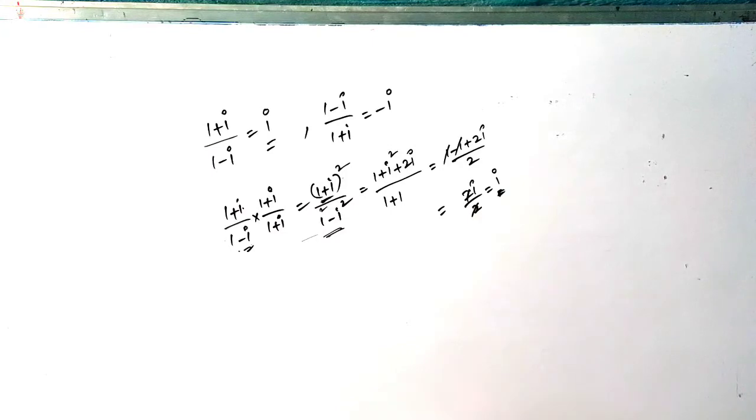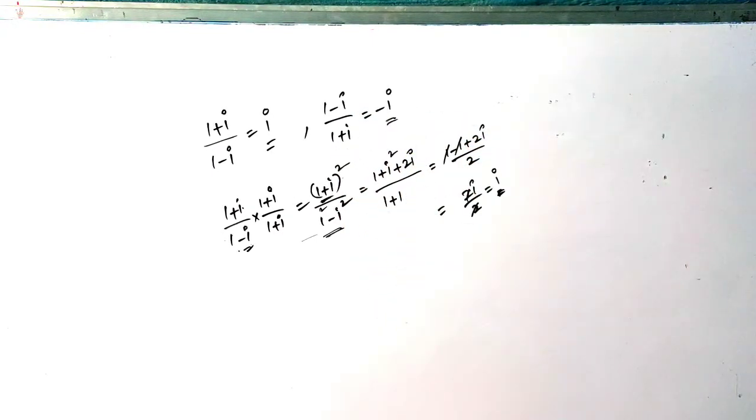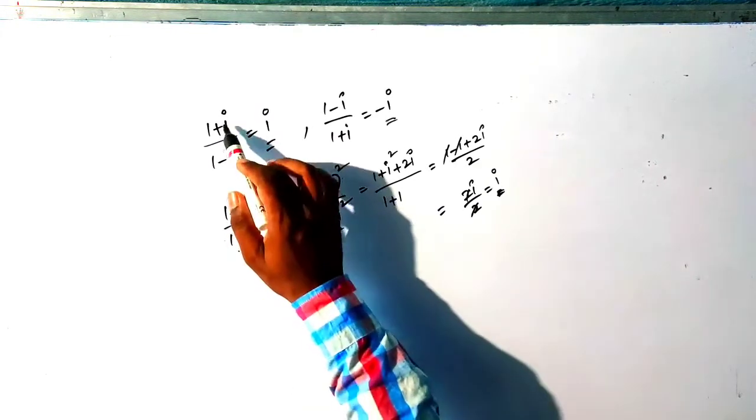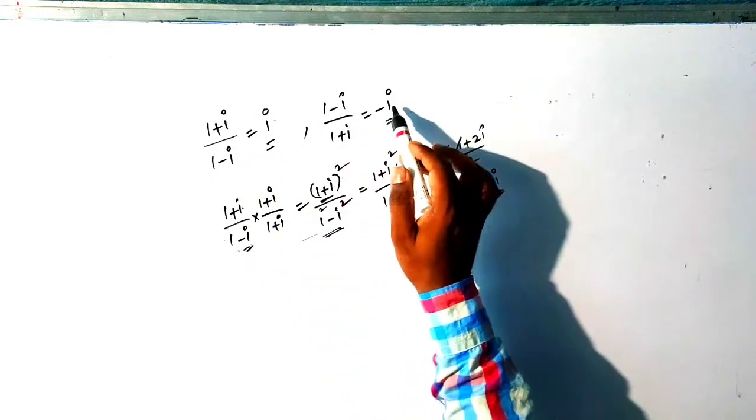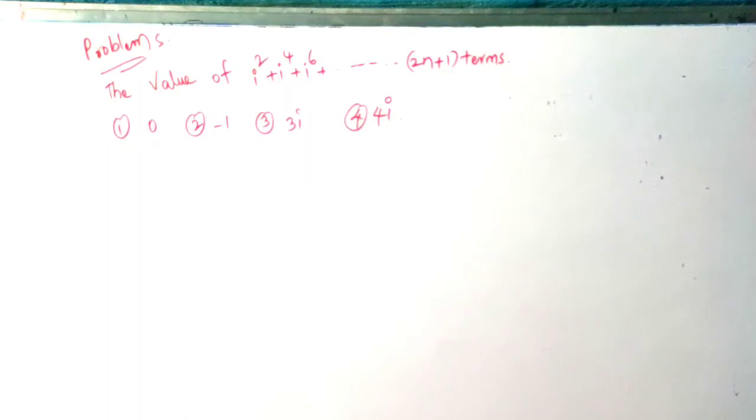Clear? In the same way, (1 minus i) divided by (1 plus i) equals minus i. So these are the values here. Remember this one, okay? (1 plus i) by (1 minus i) equals plus i. (1 minus i) by (1 plus i) equals minus i. Clear? Okay, next, first problem.